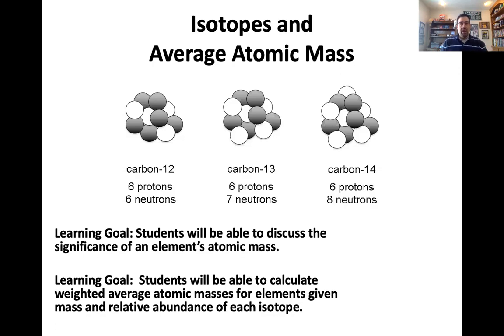Looking at those 3 diagrams, what things are different for those 3 nuclei that you see, carbon 12, 13, and 14? What's different?